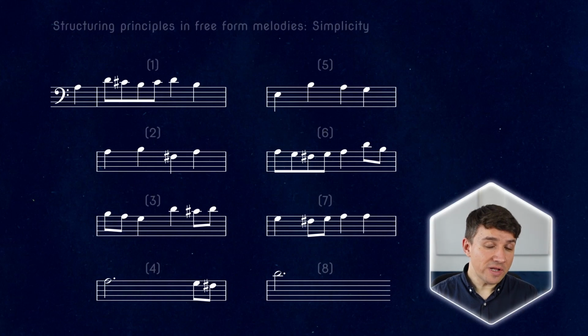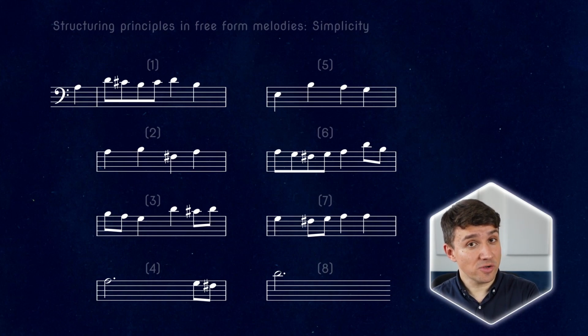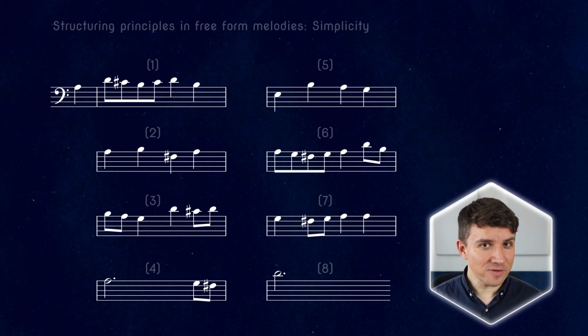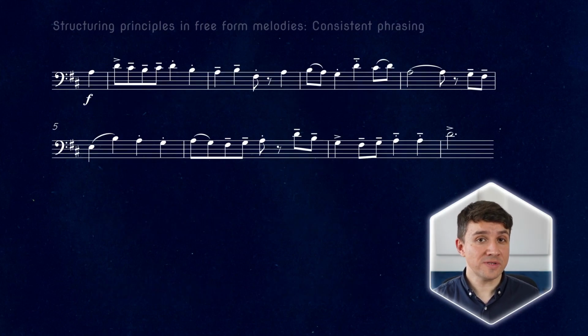In terms of note values, Prokofiev restrains himself to use only three of them, which are quarters, eighth notes, and dotted half notes. So there's an overall simplicity to everything, which makes the melody easily reproducible. The next principle that Prokofiev uses is a clear structure of two bar phrases.